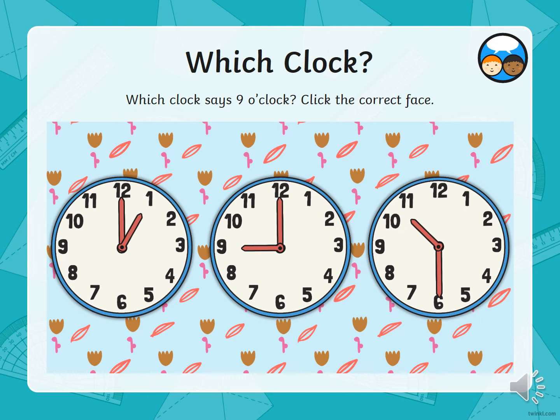Which clock says 9 o'clock? Remember, for o'clock, the big minute hand points to the 12, and the small hour hand points straight at the number. So what number are we looking for when we're looking for 9 o'clock?